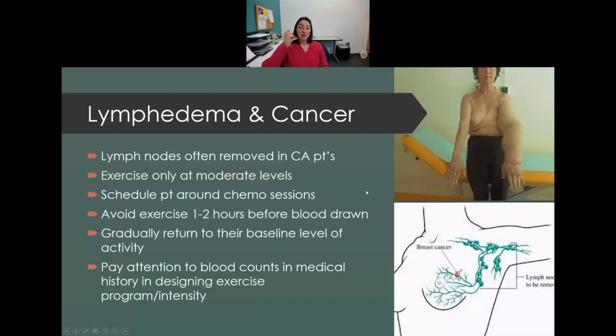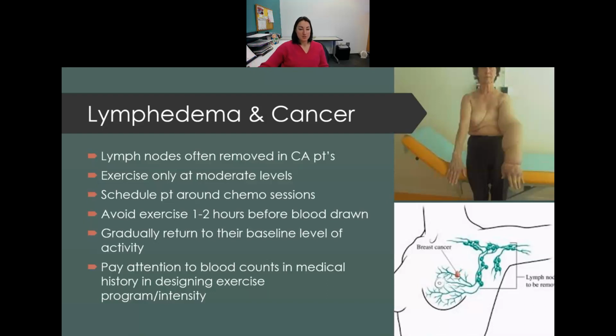With someone who is either going through cancer treatment or has had a recent mastectomy or surgery, you want to, of course, exercise at moderate or low intensity levels, no high intensity levels. You want to schedule their treatments around their chemotherapy sessions. Most of the time they're very tired after chemotherapy. You want to avoid exercise an hour or two before they have their blood drawn. If you know that's going to happen, then you may have to schedule your treatments around that.